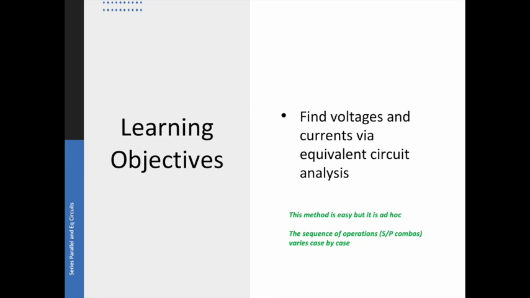Only thing is, this is an ad hoc method. I can't tell you ahead of time exactly the sequence of series parallel combos. I can't even tell you if the circuit can be reduced by series parallel combos. In some cases, it cannot. Okay? But for simpler circuits, this method works well.